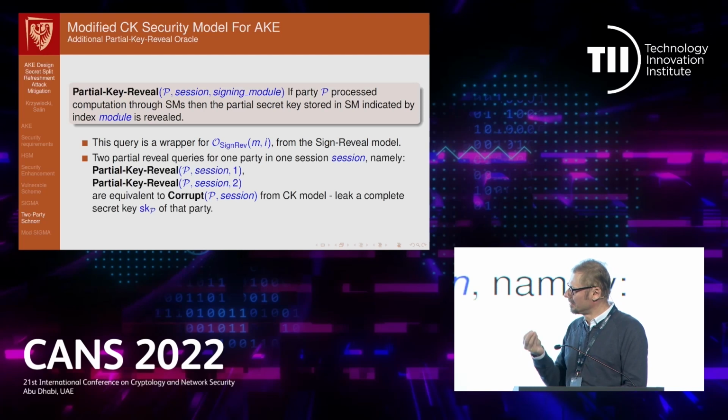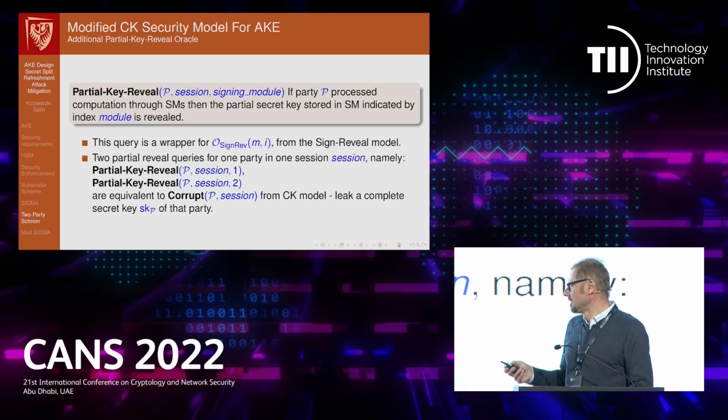the share of the HSM indicated by the index. So of course, if the corrupt oracle is prohibited in that real-or-random game of the key exchange model, then of course we shouldn't allow the attacker to reveal both secrets in one session, because it makes the attack trivial. So two partial key reveals from the first and the second HSM would be just equivalent to corrupt.